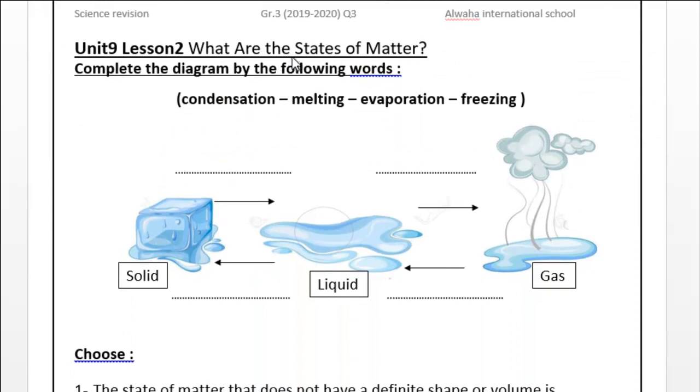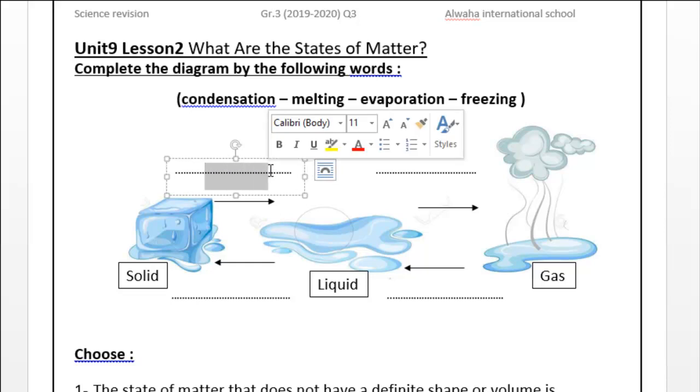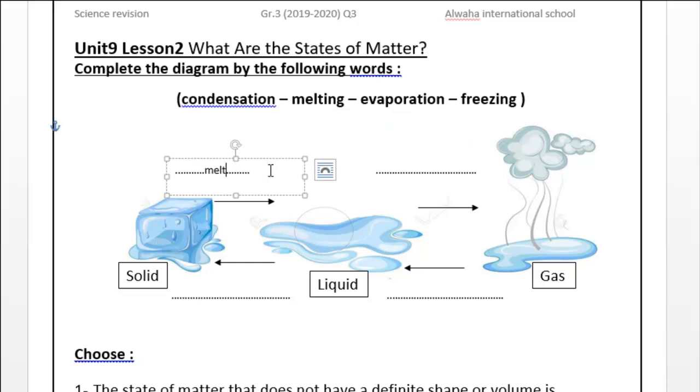Lesson 2: What are the states of matter? Complete the diagram with the following words: condensation, melting, evaporation, freezing. Now this is solid, liquid, gas. These are the 3 states of matter: solid, liquid, and gas. From solid to liquid, this is called melting.